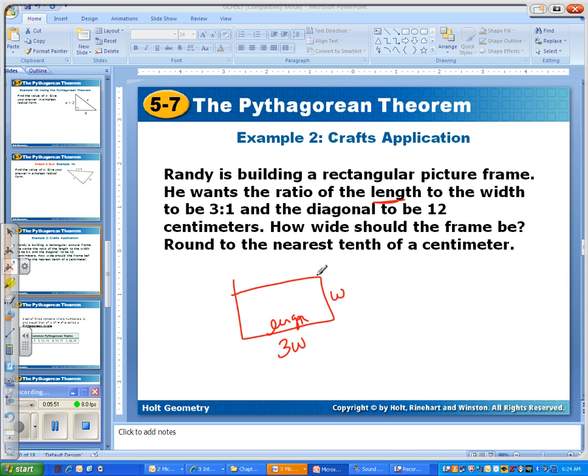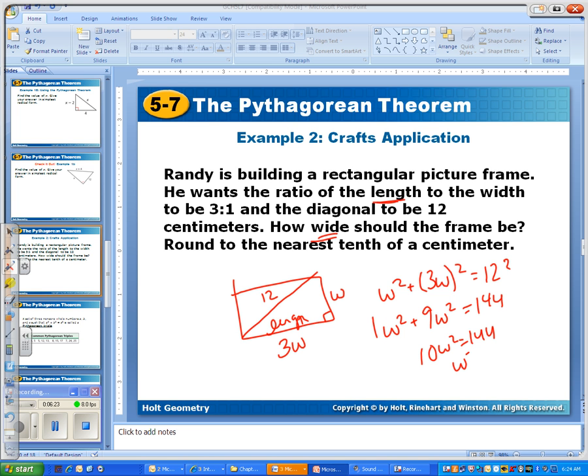And the diagonal is going to be 12 centimeters. So it's a rectangle, we know this is a right angle, and we can use Pythagorean theorem to figure out how wide the frame should be. So we have w squared plus (3w) squared equals 12 squared. Notice I put the parentheses. You're going to get it wrong if you don't, because (3w) squared is really going to be 9w squared. Most people think that's just going to be 3w squared. Wrong. And then you add them up. 1 plus 9 is 10w squared.